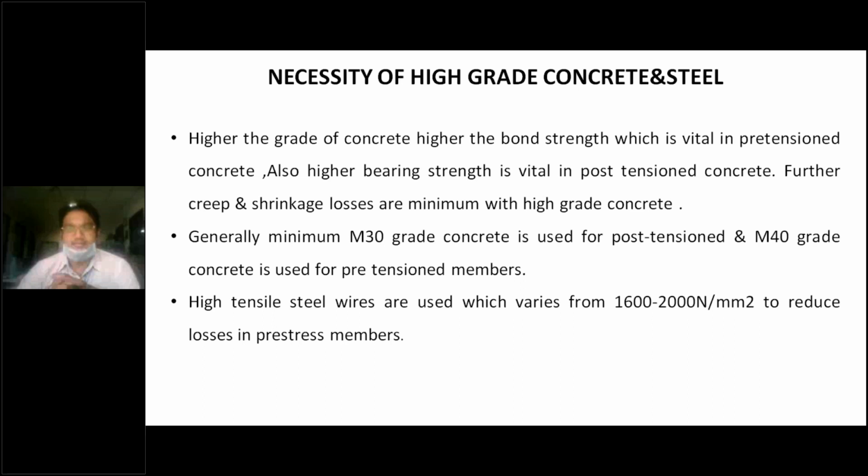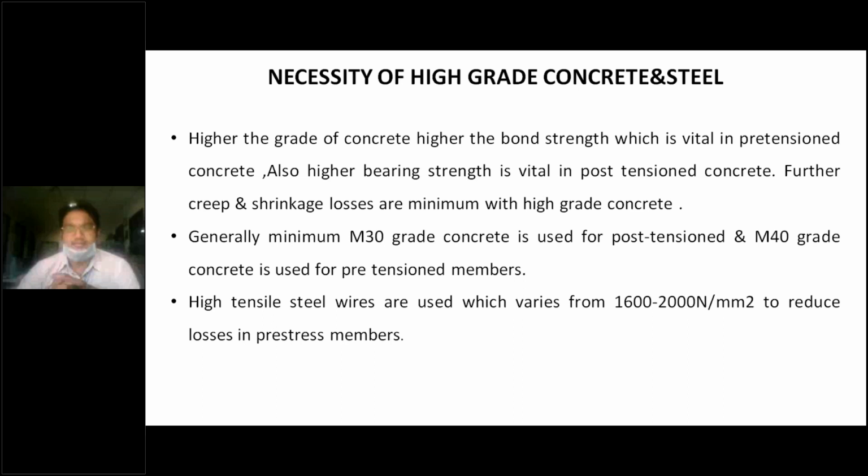At the same time, when you are pulling the strands, it will compress the concrete. When it is compressing the concrete, as we know, concrete is a brittle material, but still it will have some elastic nature, right? It will try to hog. So concrete will bend, isn't it? Till its elastic zone, concrete will try to hog. So when it is trying to hog, definitely the concrete should have high strength. With a higher grade of concrete, the bond strength is higher, which is vital in pre-tensioned concrete.